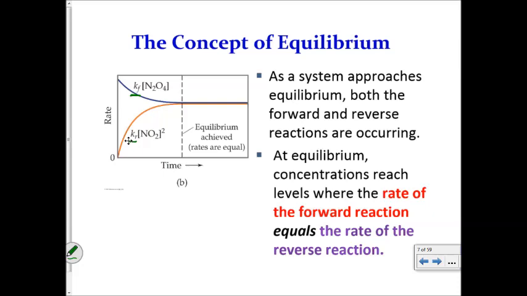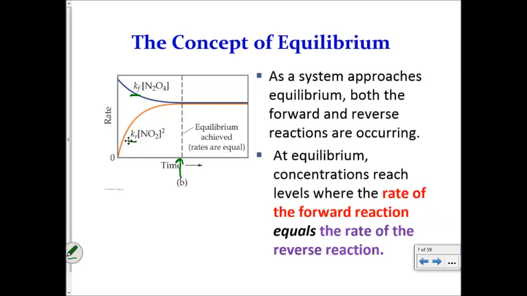Like I said, it doesn't mean that those concentrations are in equal amounts, though. It just means that the speeds are equal. Rates are equal. And once again, you see they have these dotted lines on their graphs to show you before and after reaching equilibrium. So before equilibrium, as you see, the reactant, the N2O4, is slowing down.